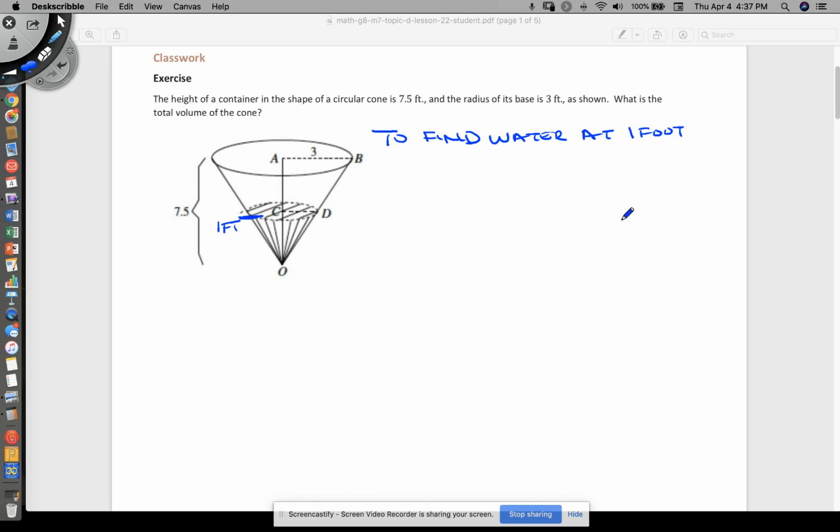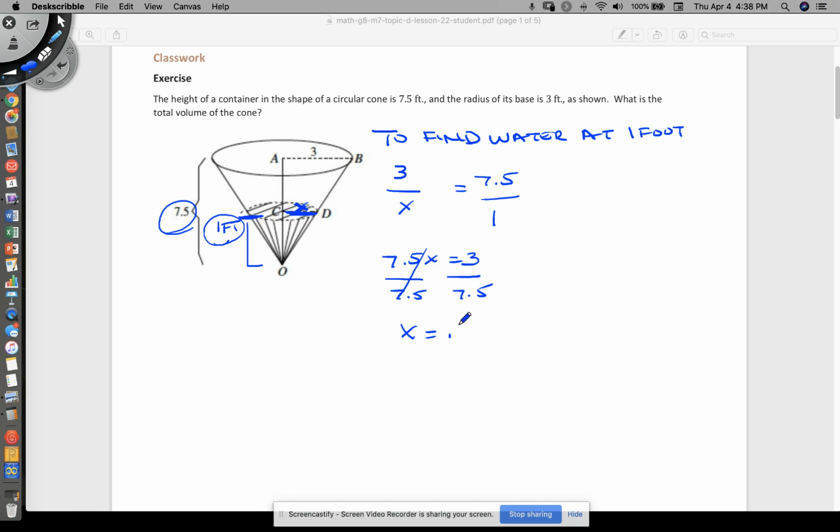Because if you notice, we're going to start to fill out the chart next to this problem here. So I'm going to set this up. We're going to say the radius of 3 over the radius of x. This is x, because I don't know what the radius is for this part at 1 foot, so I'm going to call it x. So 3 over x is equal to 7.5, which is my height over here, to 1, which is my height down here. Cross multiply these, and I wind up with 7.5x equals 3. I'm going to divide out the 7.5, and I get x equals 0.4.